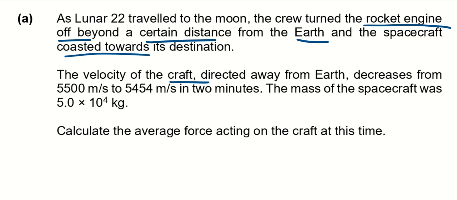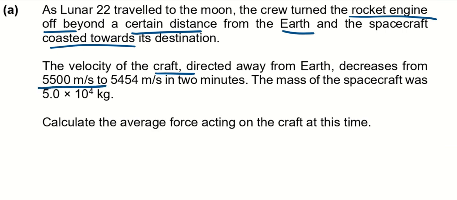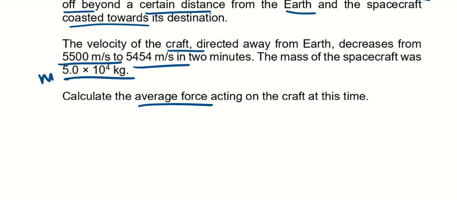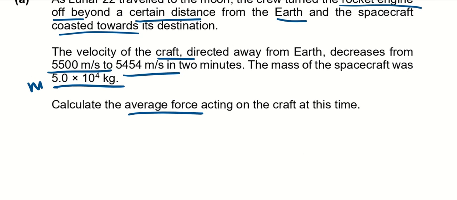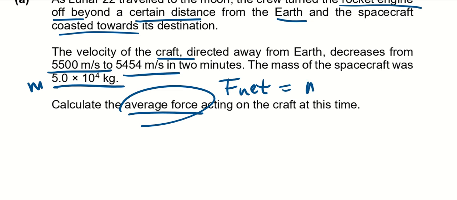Velocity of the craft directed away from Earth decreases from 5500 meter per second to 5454 in 2 minutes. The mass is this. Calculate the average force acting on the craft at this time. Okay? I'm just doing this on the fly. That means before that I didn't look at the answers of the question. So when I was underlining, I was a little bit panicking. They're asking me for the average force. Average force means there must be F net. Then F net means I must have MA. Then I was looking, I have my M, I have my U and V. Then where's the time? Then I was looking around, the 2 minutes.